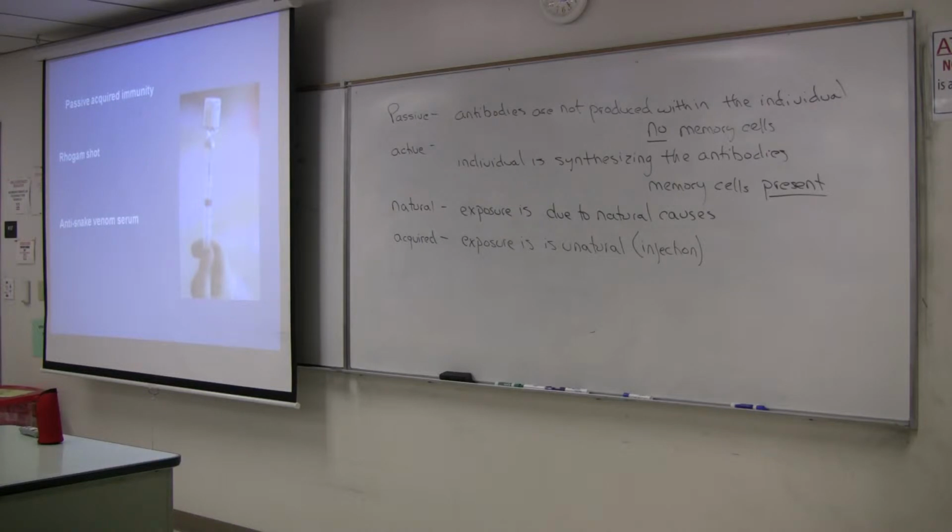Again, you have to get the antibodies from outside the body via an injection. So the RhoGAM shot, we're giving the mother antibodies against the D antigen in order to prevent her from having the primary immune response. And in giving the anti-snake venom serum, it's not that we're trying to keep the person from having the immune response. We don't have time to wait for that. We don't have time to wait a week to get a few antibodies, because the destructive properties of the toxin would already have their effect.